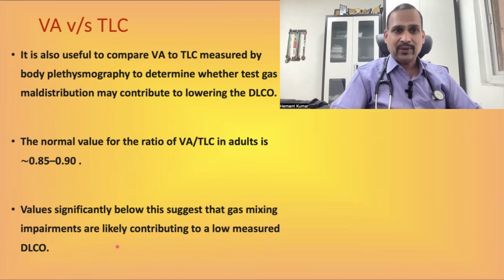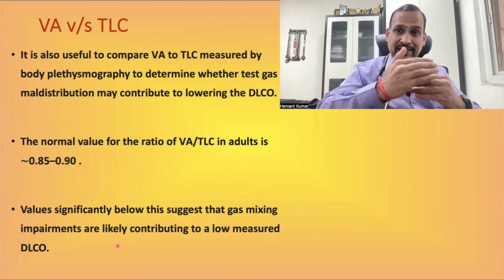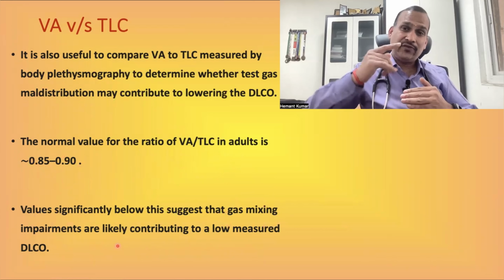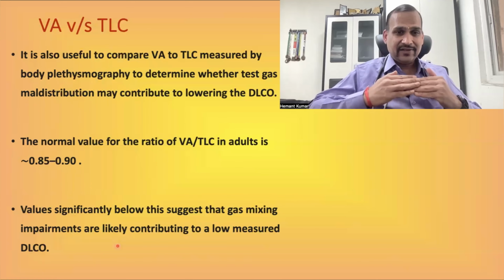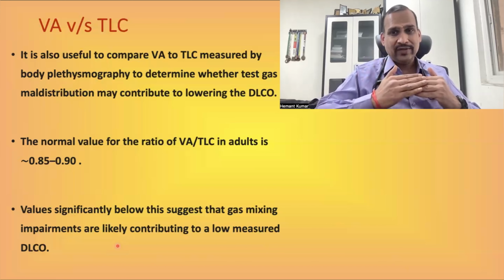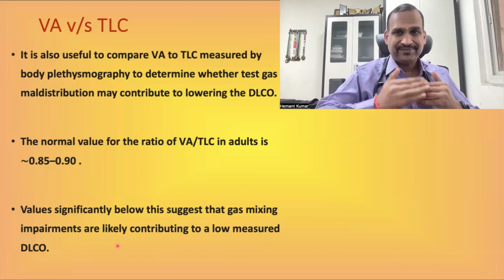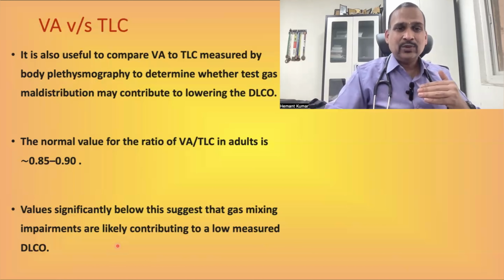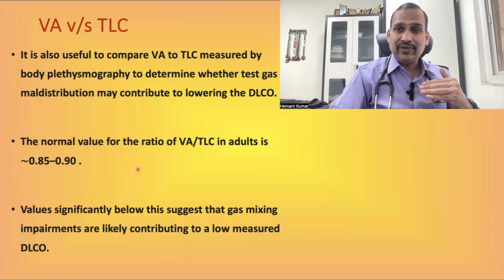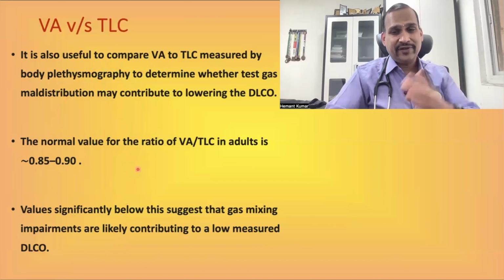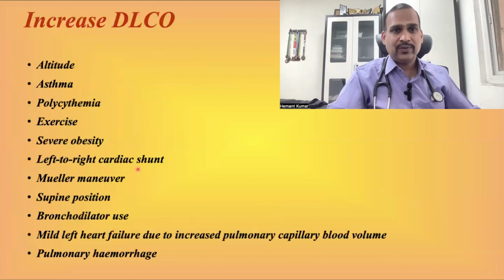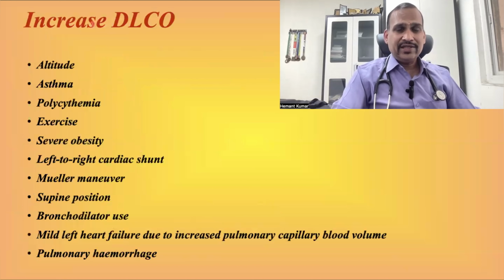DLCO. If VA is very much less than TLC, it means there is a ventilation defect, VQ mismatch, because of airway obstruction. So by measuring VA upon TLC, we can get an idea whether a diffusion defect is there or not, whether VQ mismatch is there or not.